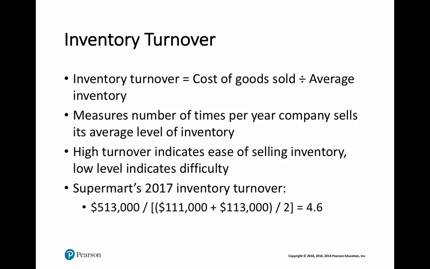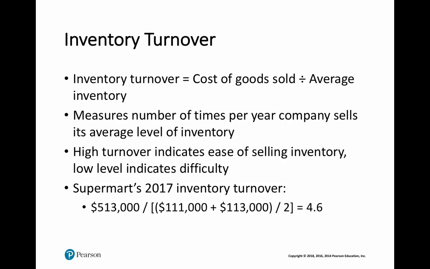So inventory turnover ratio equals cost of goods sold divided by our average inventory. For that, we basically need 2 years of inventory to get our average. So you just do a simple average, beginning plus ending divided by 2. It measures the number of times per year the company sells its average level of inventory. So higher turnover indicates ease of selling inventory. Low levels indicate difficulty.